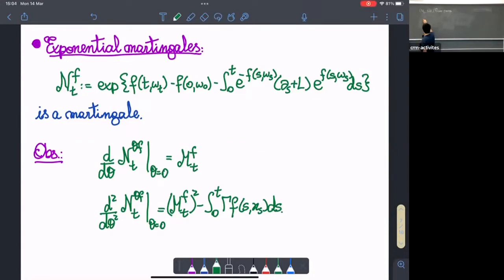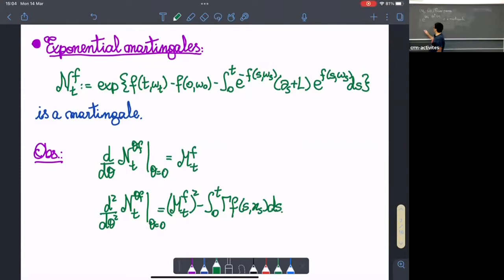So you can take e to the theta N, and you have to discover what you have to take out of this to make it into a martingale. And what you have to take out, you can check, is e to the theta minus one t. So this is a martingale.